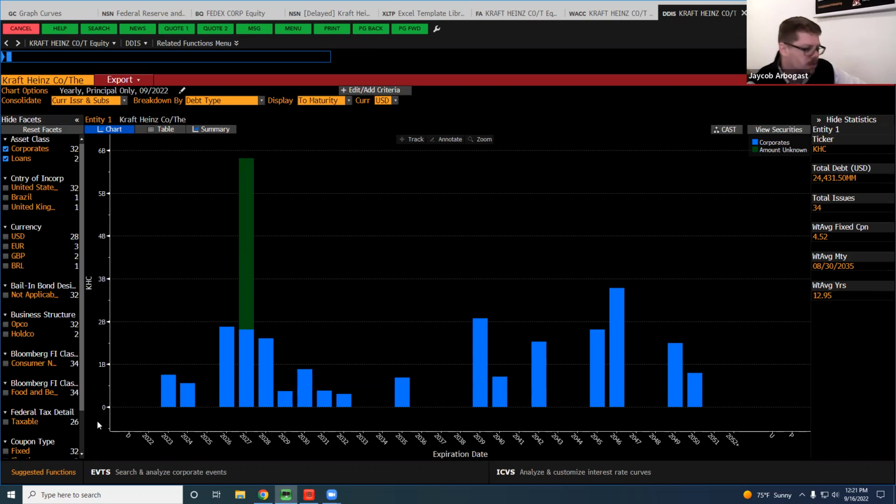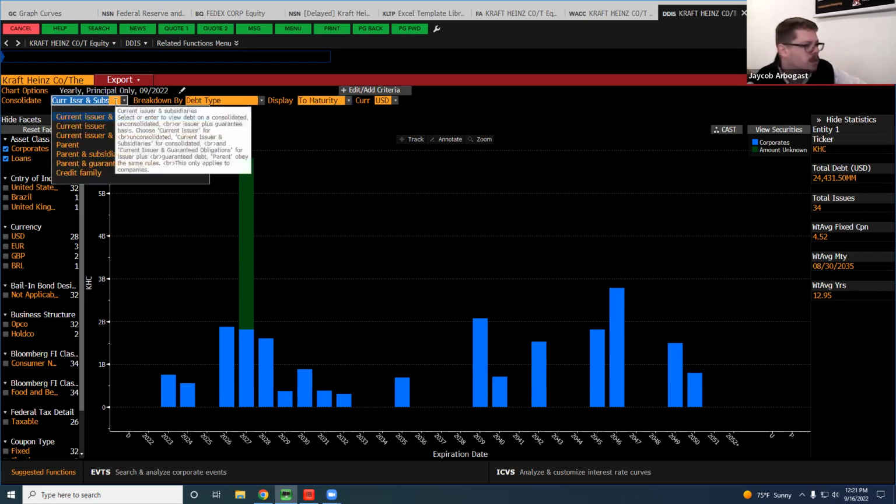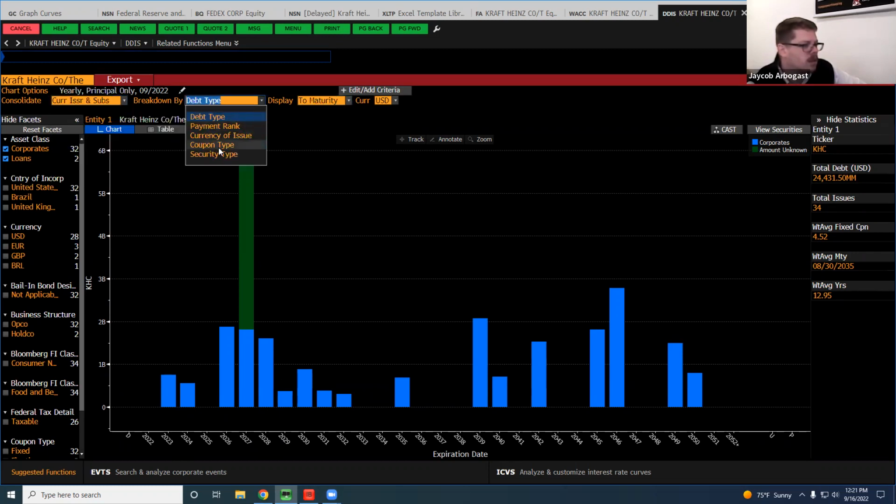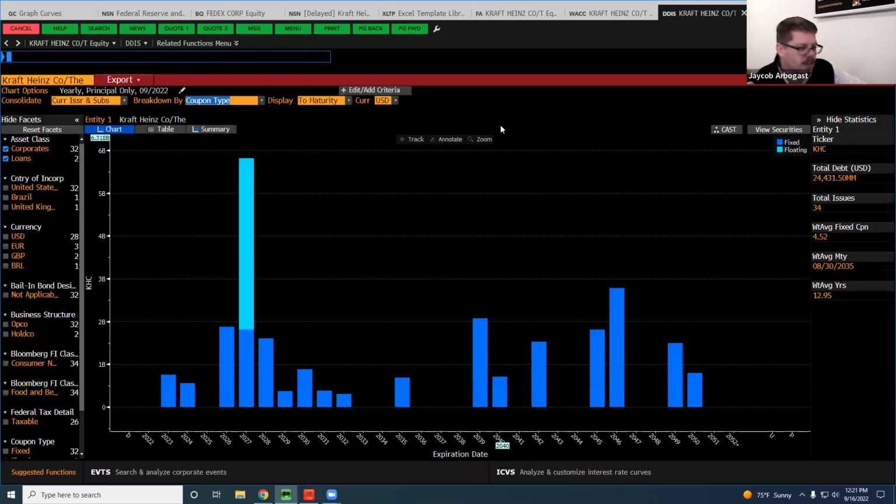And this is in terms of amounts, but what can we change this table to break down by coupon? Not type, but the actual coupon. I'd like to see how much they have at each interest rate. I feel like that didn't change the graph at all.